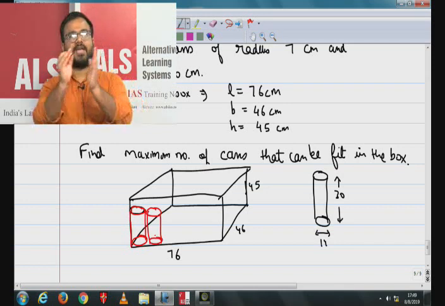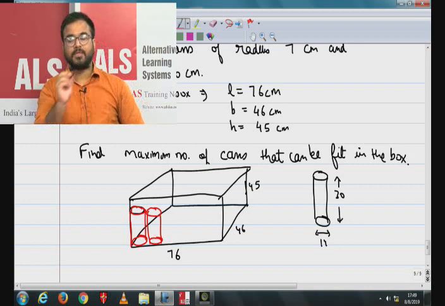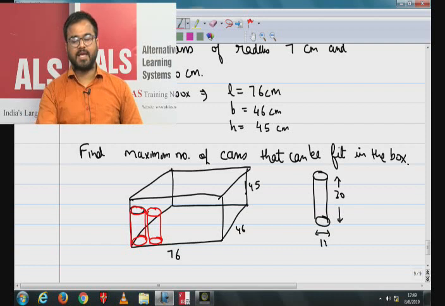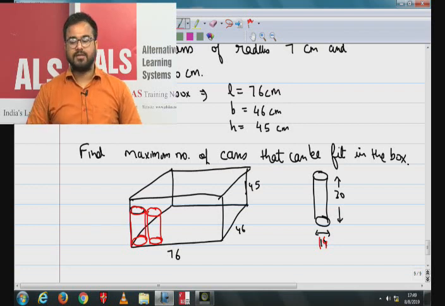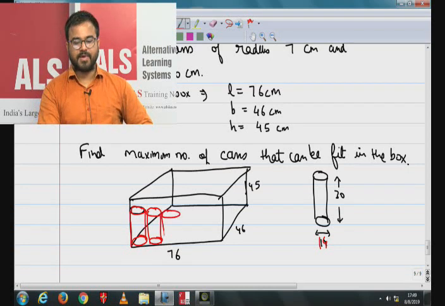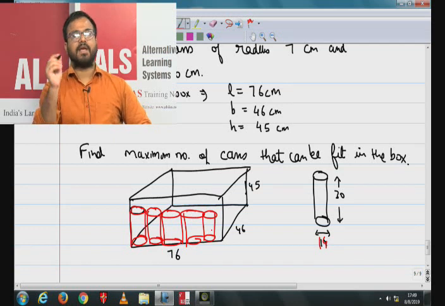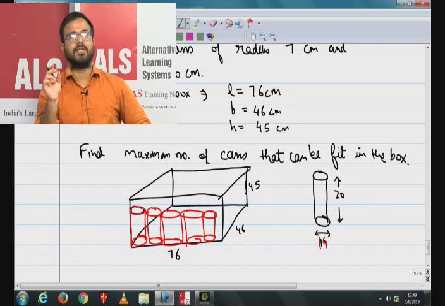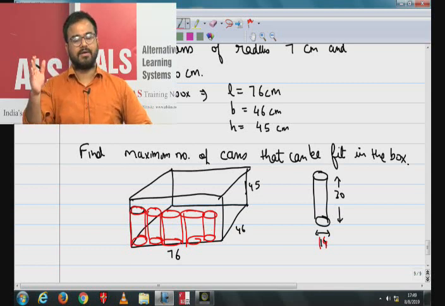So how many cans can we put along the length? Total length is 76 and the width of one can is 14. So what is the multiple of 14 just less than 76? It is 70. So it means 5 cans we can put. So if you place 5 cans like this, 1, 2, 3, then 4, and then 5, some of the space will be left, only 6 centimeter, but in that space we can't put any other can. So along the length we can put 5.